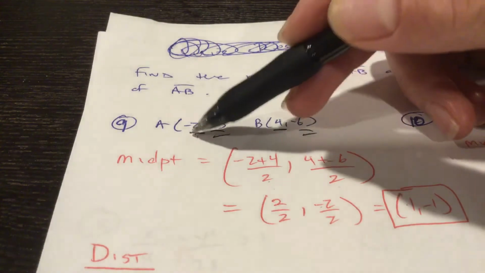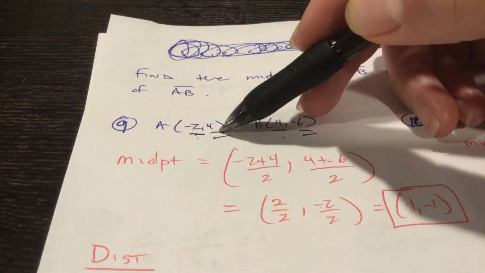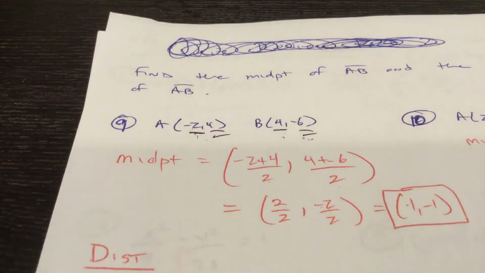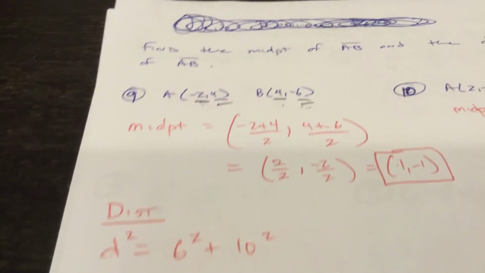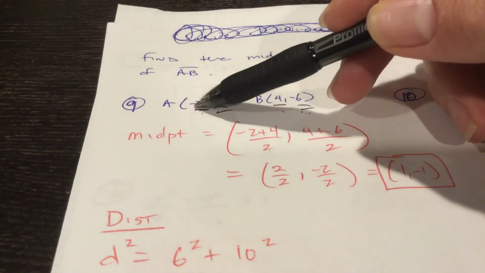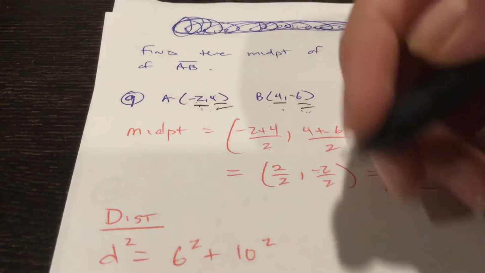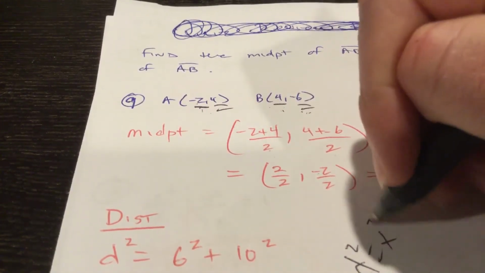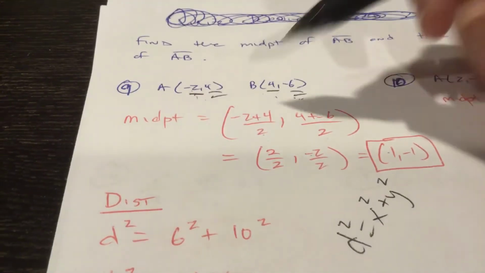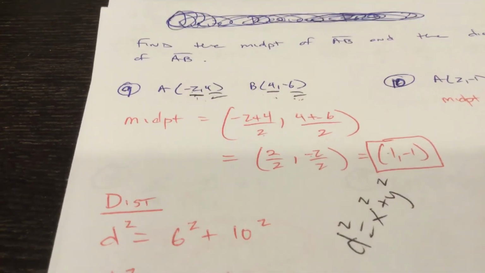I travel 6 in the x direction. If I go from -2 to 4, I've traveled 6 in the x direction. If I go from 4 to -6, I've traveled 10 in the y direction. So I can just do a little Pythagorean theorem work. Distance squared is equal to x squared plus y squared. Again, from -2 to 4 means I traveled 6 in the x direction. Then in the y direction, from 4 to -6, I traveled 10, squared.